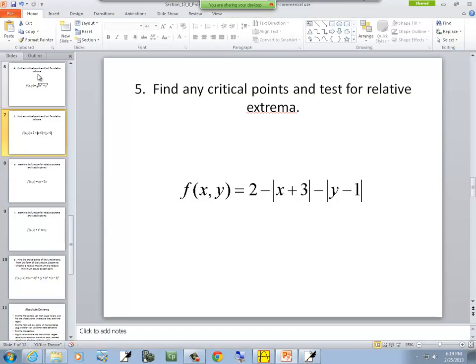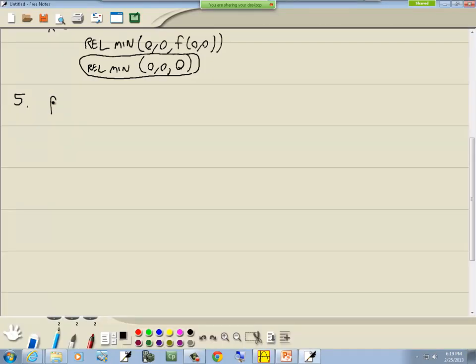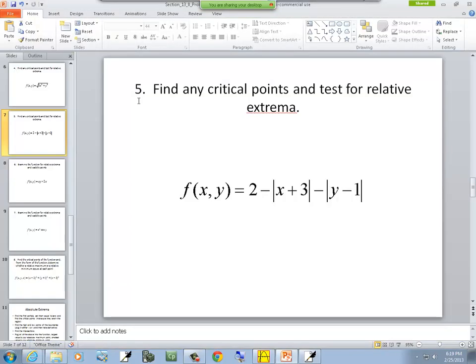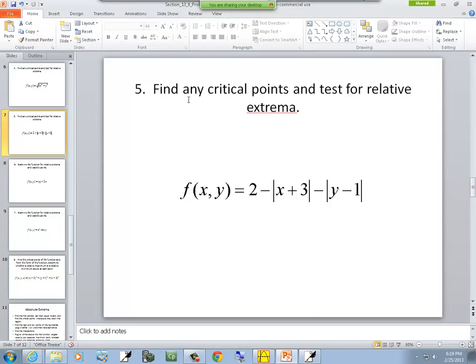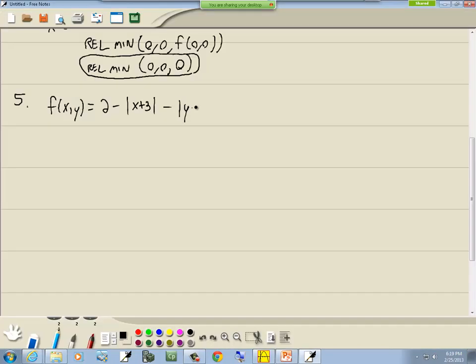Okay, so we've got f of (x, y) is equal to 2 minus the absolute value of x plus 3, minus the absolute value of y minus 1.